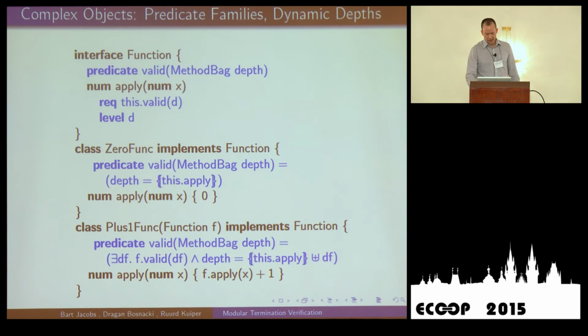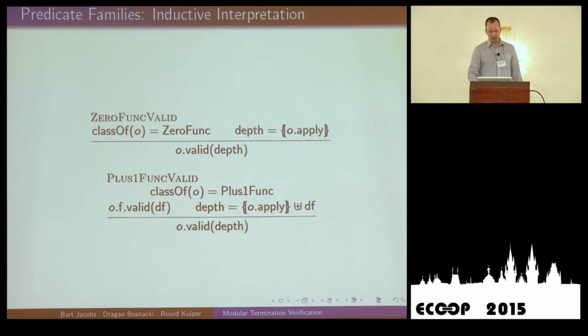Another way to put that is to look at these predicate definitions as an inductive definition. Each predicate definition in a class contributes an inference rule to the definition of the predicate over the entire program. So we accumulate all of the definitions over the entire program. This gives us a set of inference rules, and as we know, these have a well-defined meaning.